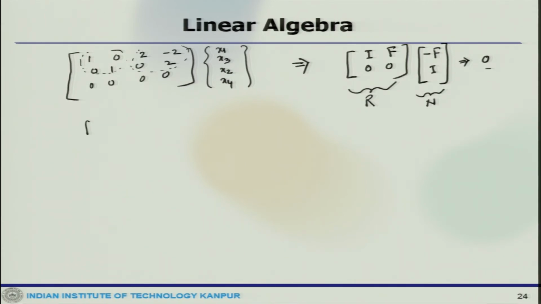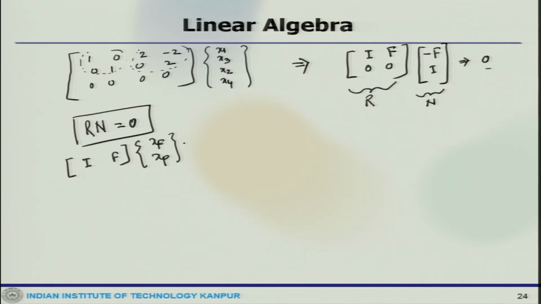That means the row reduced echelon form multiplied with the null space vector should be giving me 0. N here is the null space, or called the null space vector. Or other way, I can write I F times the free variable and pivot variable would be 0. So, x_f plus F x_p would be 0, and we get x_f equals minus F x_p.